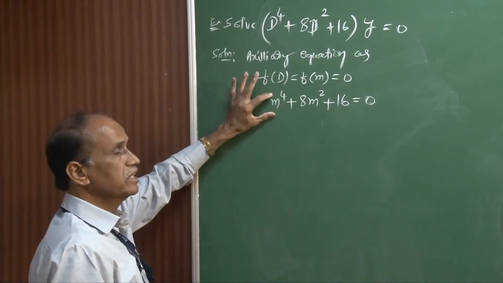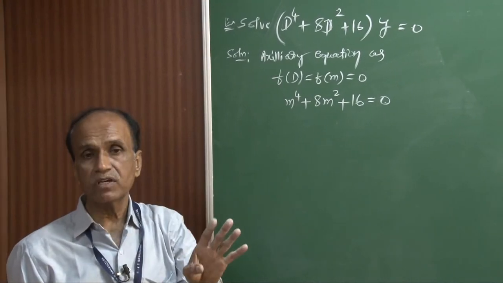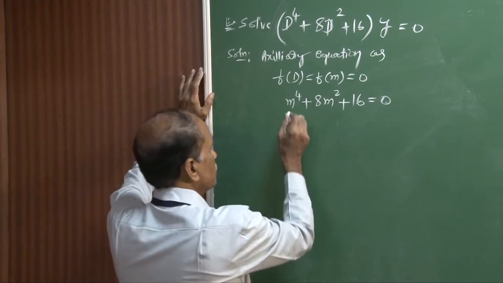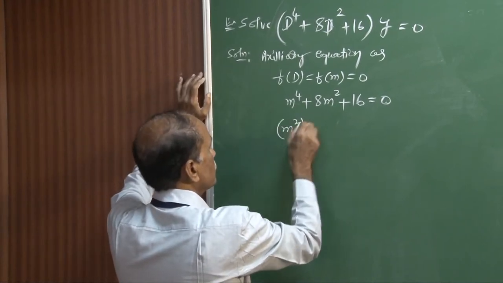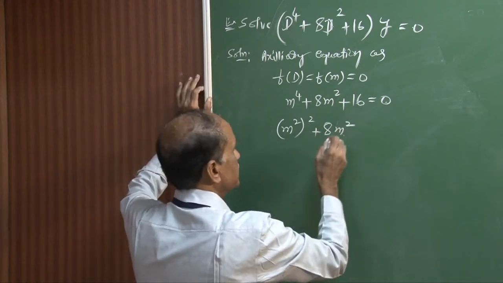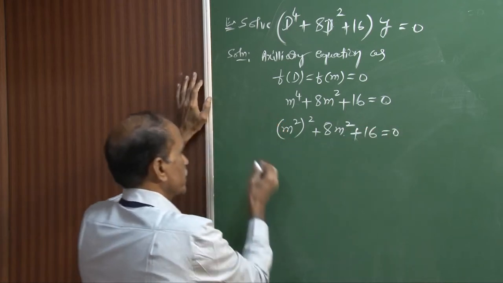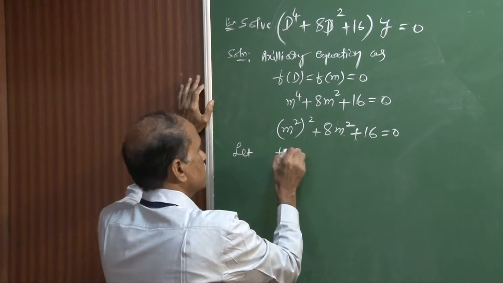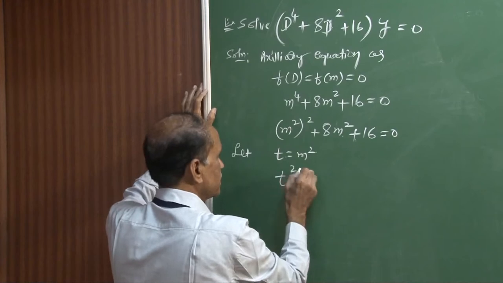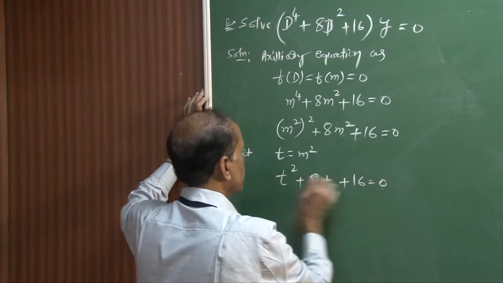This is the fourth degree equation. We expect totally four different values, that means four roots for this auxiliary equation. For simplicity, what I am going to take is (m square) whole square plus 8m square plus 16 is equal to 0. Let t is equal to m square. If I take like that, t square plus 8t plus 16 is equal to 0.